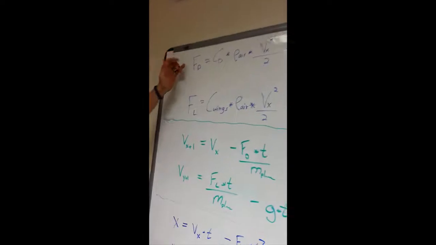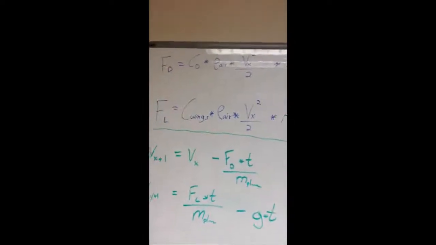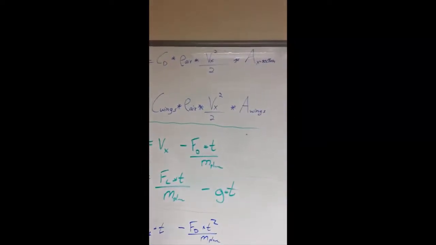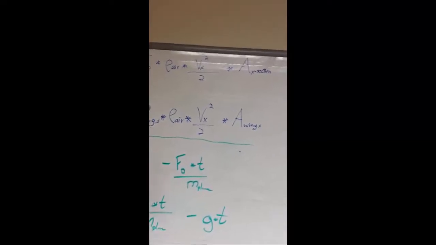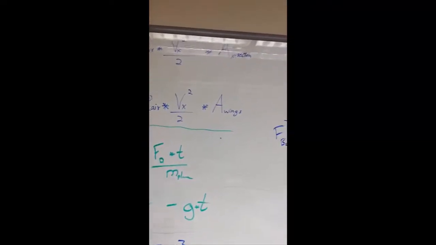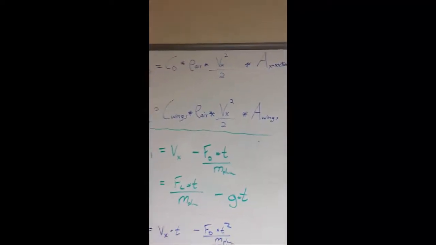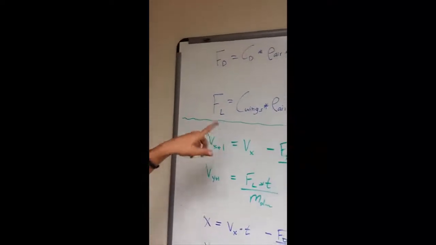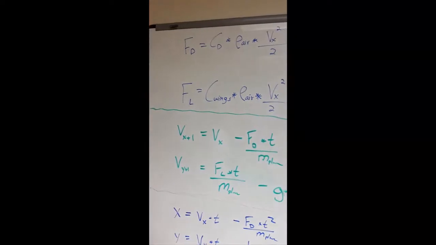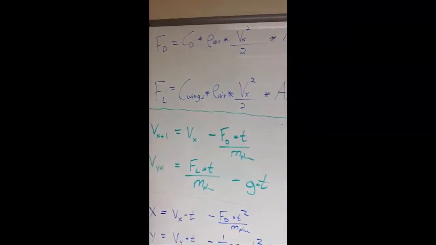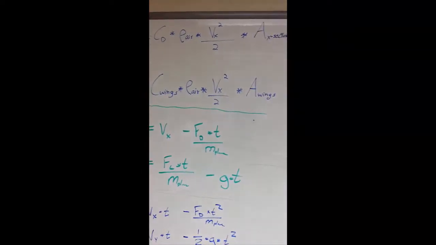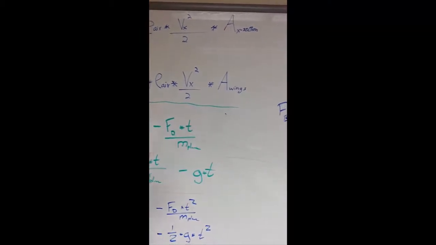On the top here, you'll notice our force of drag is a product of our coefficient of drag, the density of the air, our initial velocity in the x direction, and the cross-sectional area of the plane wing. And our force of lift is a product of the coefficient of lift of the wings, our density of air, the velocity in the x direction again, and the area of the wings.